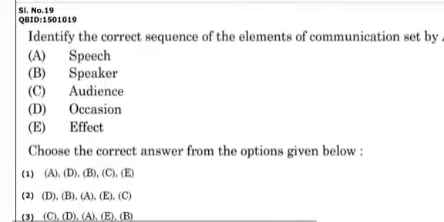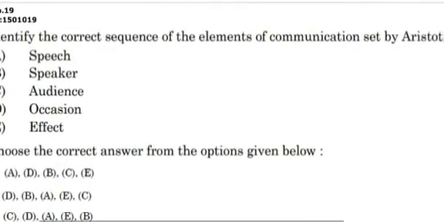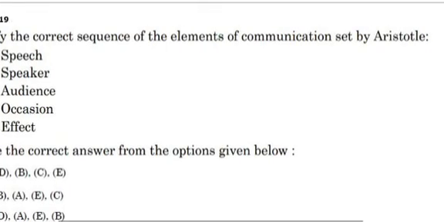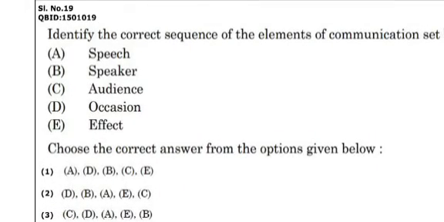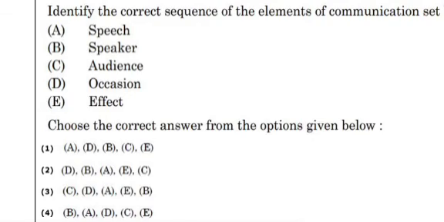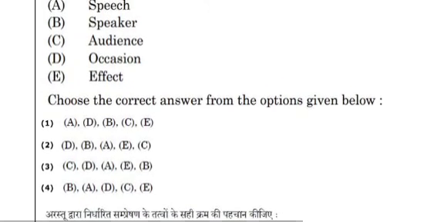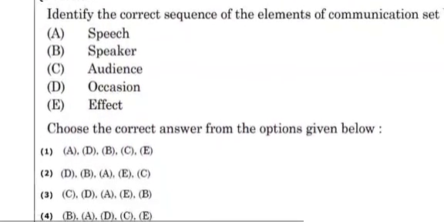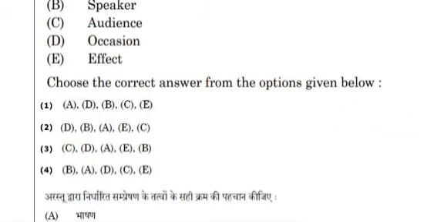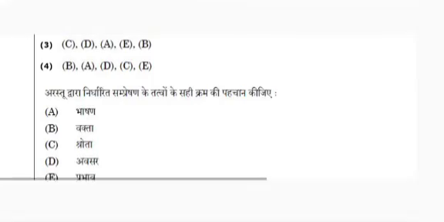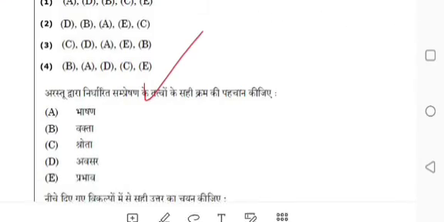Next is, identify the correct sequence of the elements of communication set by Aristotle. Speech, speaker, audience, occasion, effect. These are the options for question number 19. The correct answer will be first B, then A, then D, then C, then E at last. B, A, D, C, E.